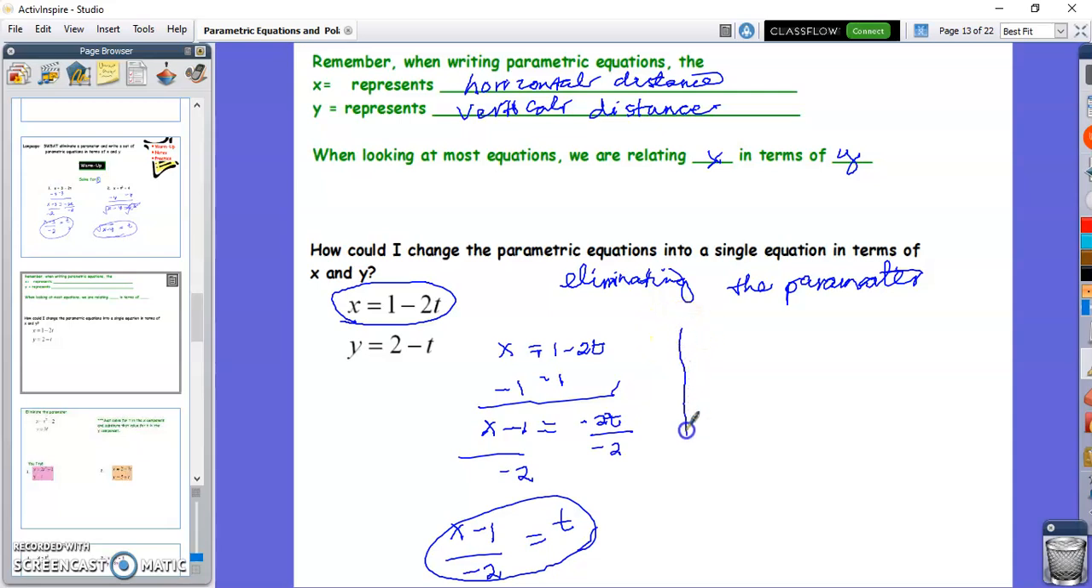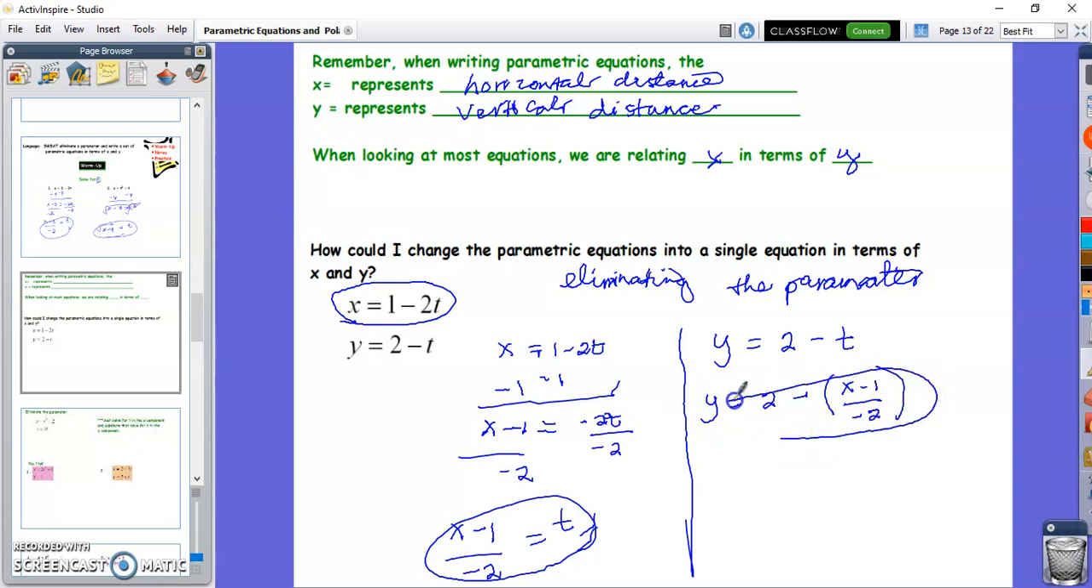So once you already have the value of your t, you can go ahead and plug this into the variable t of your other equation. Your other equation is y equals 2 minus t. So this t right here will be replaced by the t that you solved earlier from the x equation, from the horizontal distance. So let's replace the t by x minus 1 over negative 2. So y equals 2 minus x minus 1 over negative 2.